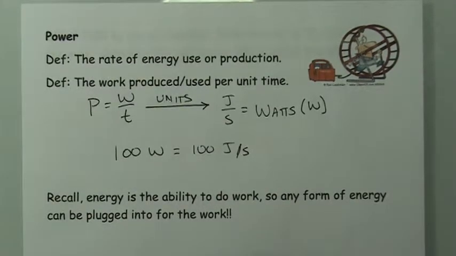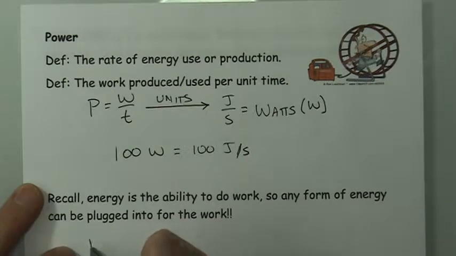But before we can do that, it's really important to make a connection to the different forms of energy. If you can recall that energy is the ability to do work, that means that any form of energy could be plugged in place of the W here, because kinetic energy represents an ability to do work. Potential energy, elastic energy, light, sound, nuclear, all of these forms of energy represent the ability to do work, and therefore the power equation is actually even a little bit more general.